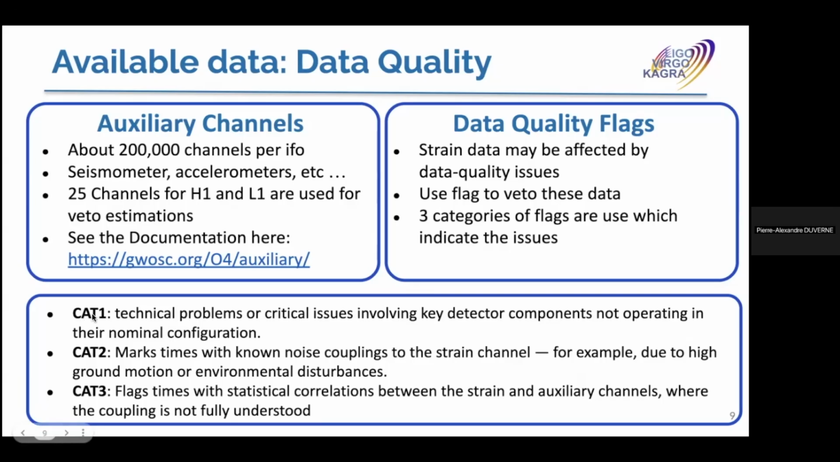If you have a Cat1 issue, it means that you have a technical problem or a critical issue that involves a key detector component that's not operating in a nominal configuration. Cat2 flags mark times where you have a noise coupling between the strain channel and one of the auxiliary channels. This might be, for example, due to high ground motion or some environmental disturbances. And Cat3 flags times with statistical correlation between the strain and the auxiliary channel where the coupling is not completely understood.